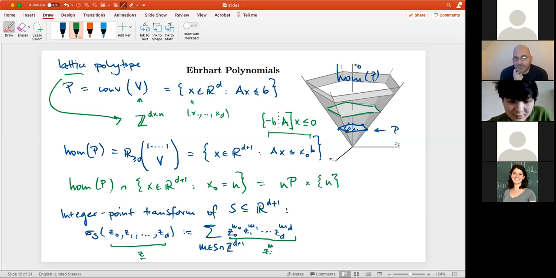Think of it as like an indicator generating function where your indicator function picks up exactly the integer points in some set S.